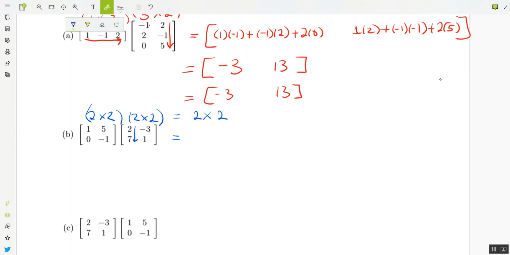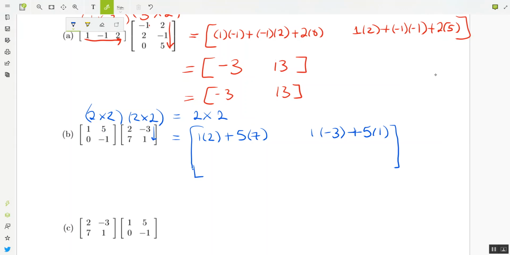I wrote that in a terrible spot. So I actually like using the highlighter for this. First row, first column. Let's get this done. Okay, so my first entry will be 1 times 2 plus 5 times 7. Second entry, erase the highlighter. Now I'm going down this way. So I need 1 times -3 plus 5 times 1. Looking good. Let's make the rest of this.